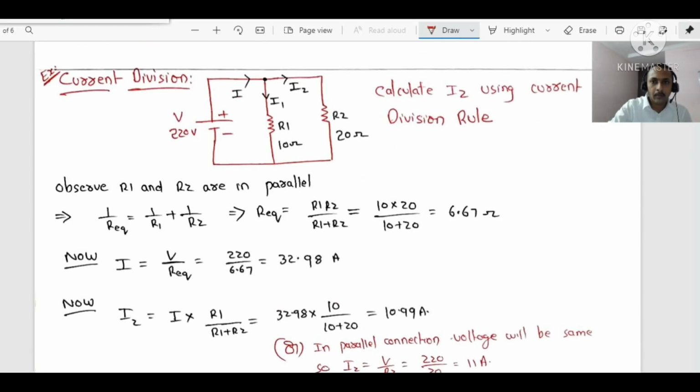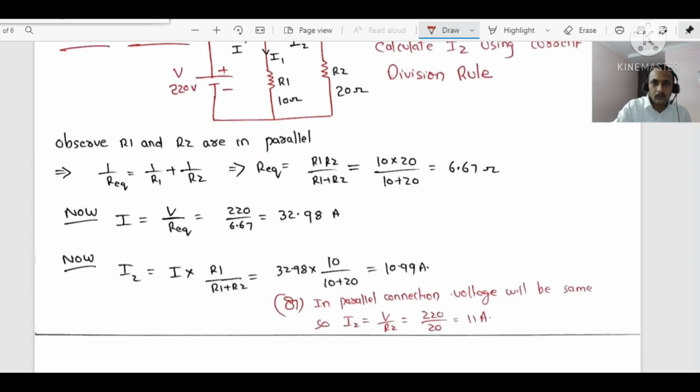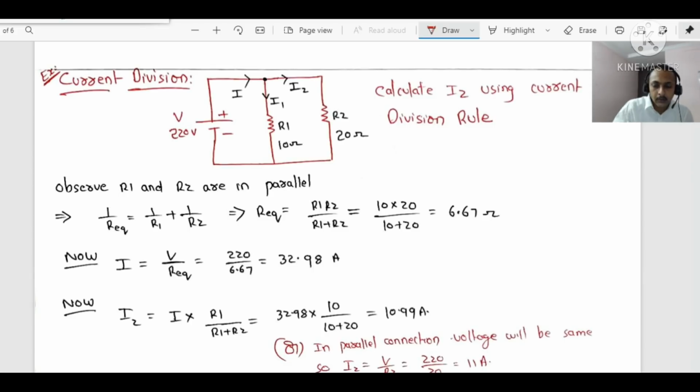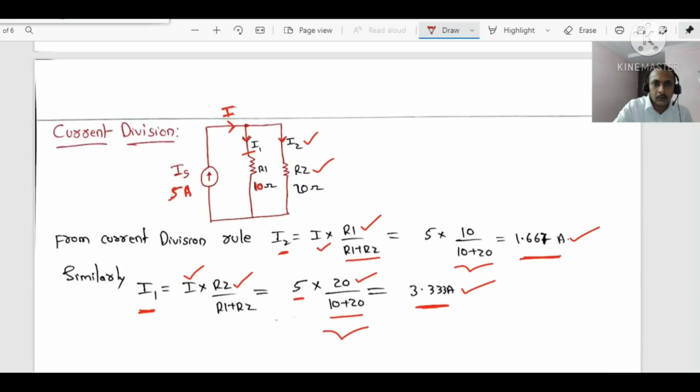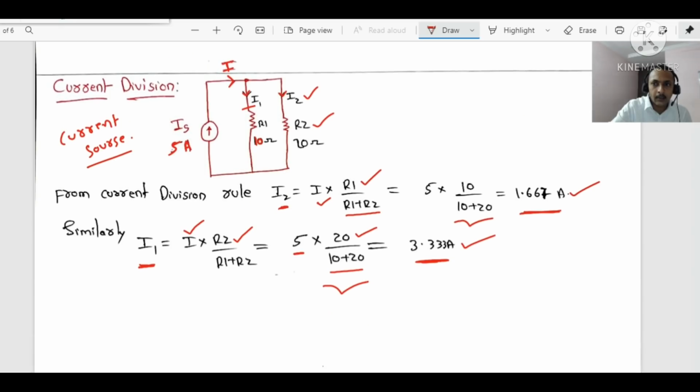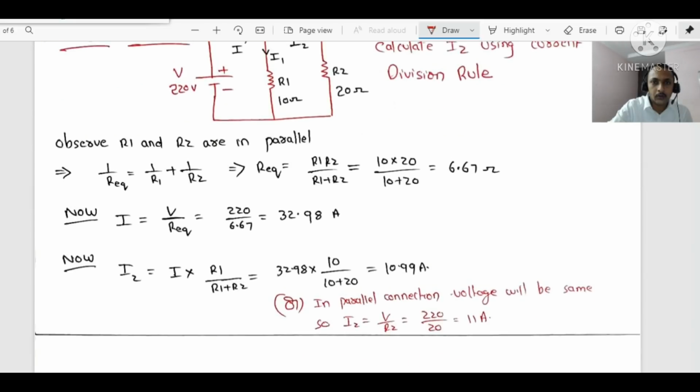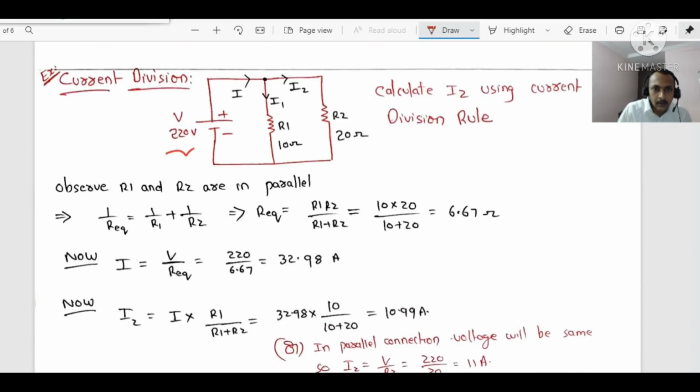Now let me do one more example. You are having a circuit like this. In the previous example, I have considered the current source. Now, dear students, observe, we will consider the voltage source. If a voltage source is there in parallel to the two resistors R1 and R2. R1 is 10 ohms, R2 is 20 ohms. Current through R1 is I1 and current through R2 is I2, and the total current entering the circuit is I.